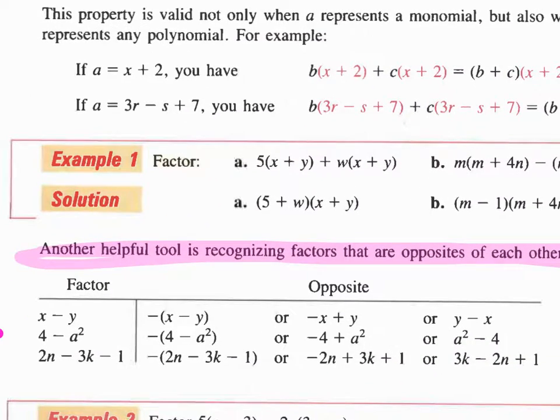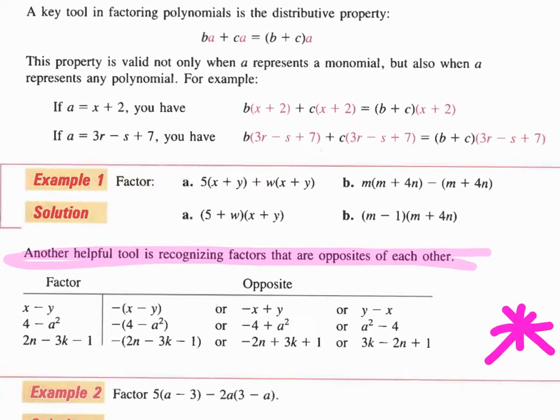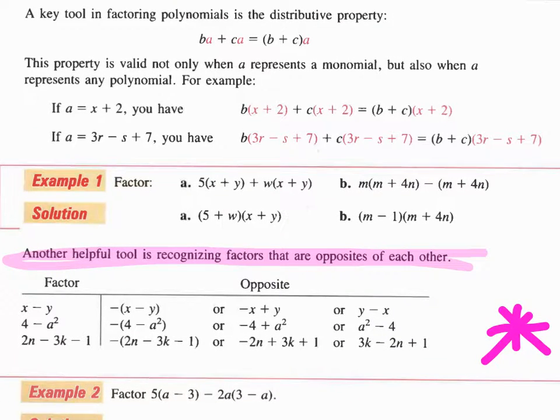Now, I notice this looks a little confusing because what they've already done here is they've already factored it for you. So notice the x plus y and the x plus y. This is what's in common, so you write that once, and then you take your two GCFs, the 5 and the w, and that goes in the other parentheses.